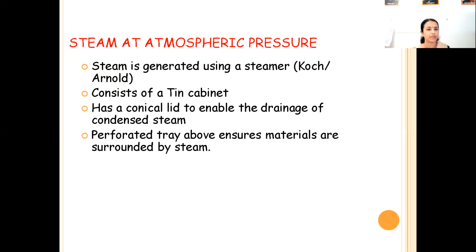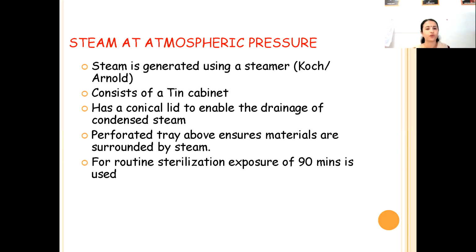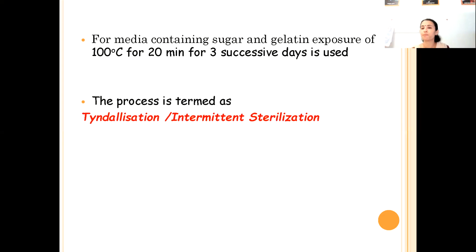A perforated tray above ensures materials are surrounded by the steam, and for routine sterilization an exposure of 90 minutes is used. The process done using the steamer is called tyndallization, intermittent sterilization, or fractional sterilization. The same procedure as the inspissator is used, 100 degrees Celsius for 20 minutes for 3 successive days. Because we are using 3 days or fractional days, it is called intermittent sterilization. Thank you.